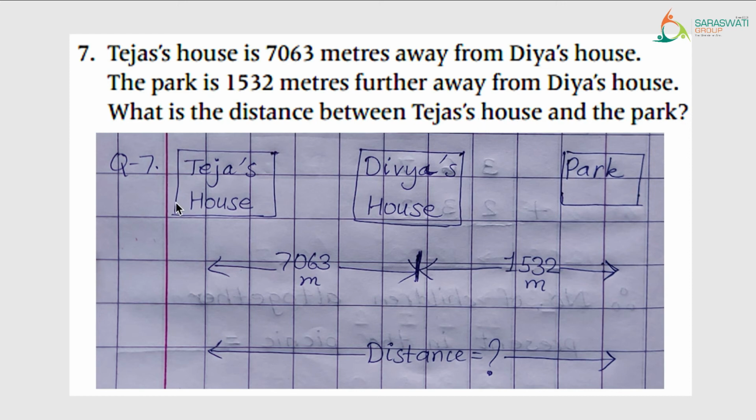So, students, the distance between Teja's house and the park, that is asked. Right? So, we have to add these two distances. हमें यहाँ से लेके यहाँ तक ये total distance we want to know. This distance, right? So we need to add these two distances, right? So we will get our answer. So now let us see the solution.